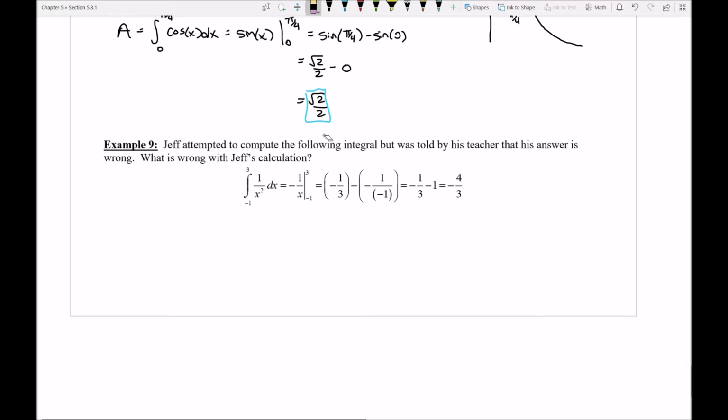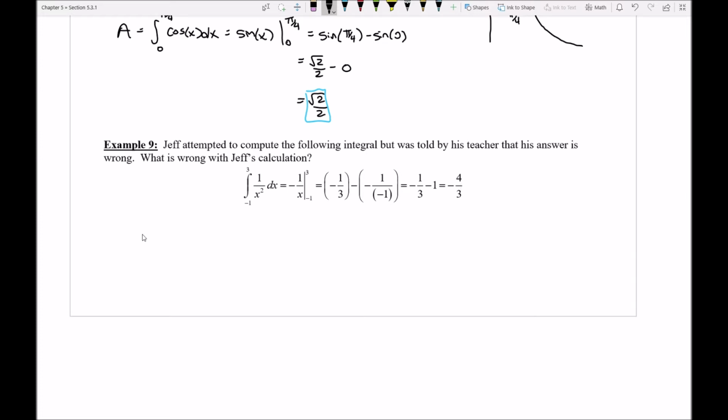Okay, well, let's see. He plugged in then the value of 3. That seems okay. He plugged in the value of negative 1. So it should be negative a third minus the negative with the negative 1 plugged in. So that should be positive 1 on the inside. So negative a third minus 1 is negative 4. What's wrong?